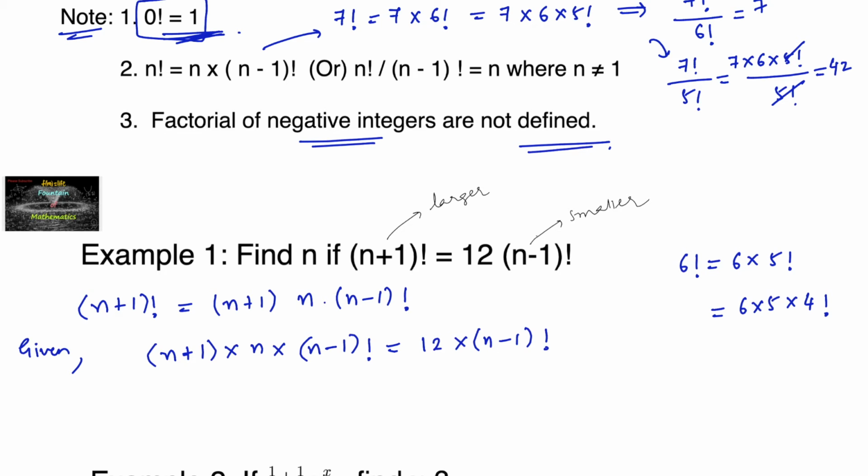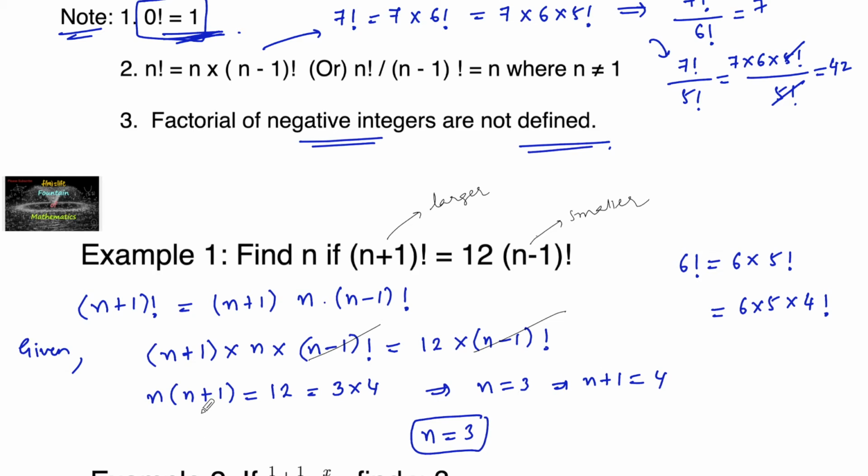So for n, we can cancel n minus 1 factorial on both sides, and so we can write here n into n plus 1 is equal to 12. Clearly 12 is nothing but 3 into 4, since n is a natural number, and so we can consider here n into n plus 1 as 3 into 4. Comparing, n is equal to 3, so that n plus 1 is equal to 4. So n is equal to 3 and n plus 1 is equal to 4, so we can just conclude the answer n is equal to 3.